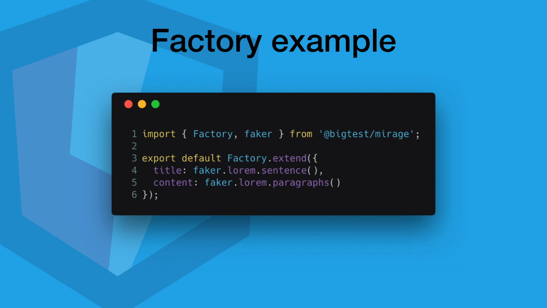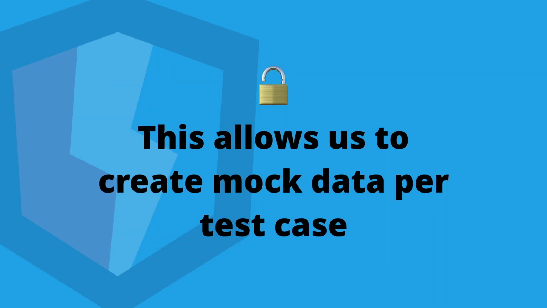And this is what a factory looks like. So we're creating a blog post factory here, and this has a Faker lorem title or sentence for the title, and for the content we have Faker lorem paragraphs, which it defaults to 3. We can override this in tests. So what this allows us to do is create mock data per test case, which is super powerful.